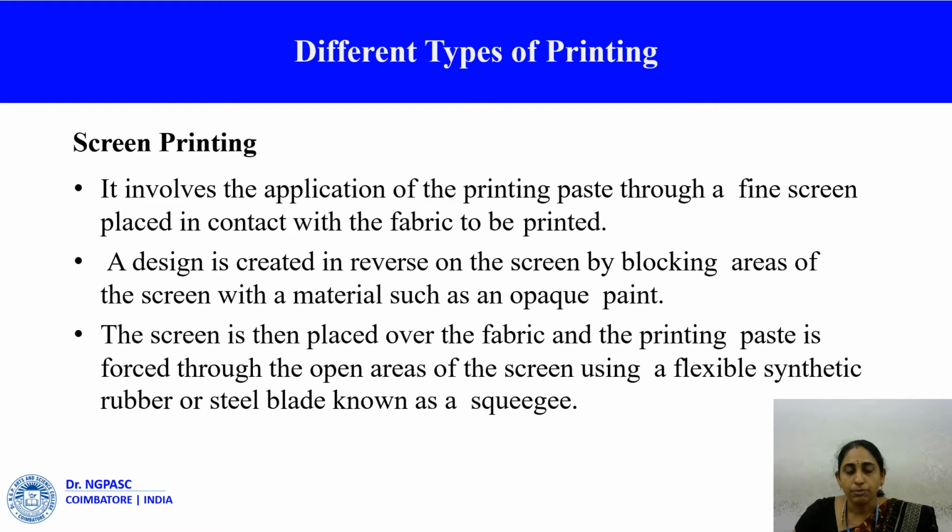The next type of printing is the screen printing. It involves the application of the printing paste through a fine screen placed in contact with the fabric to be printed. A design is created in reverse on the screen by blocking areas of the screen with a material such as an opaque paint. The screen is then placed over the fabric and the printing paste is forced through the open areas of the screen using a flexible synthetic rubber or steel blade known as squeegee.